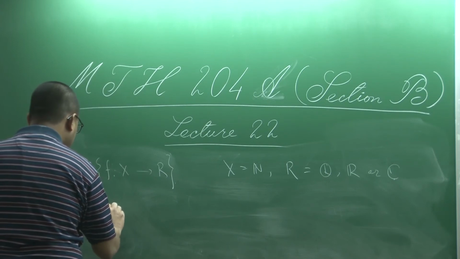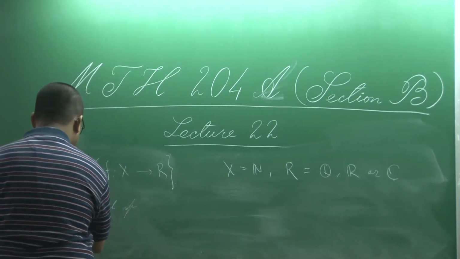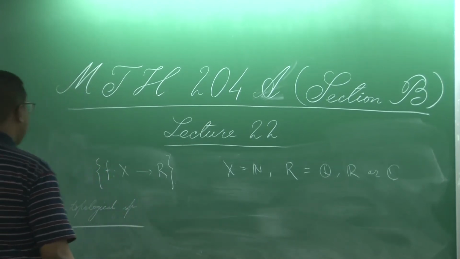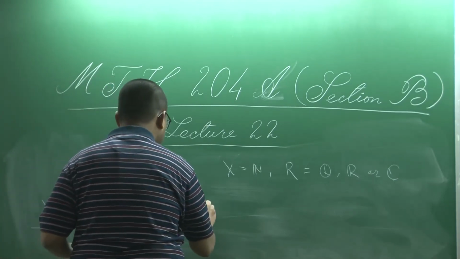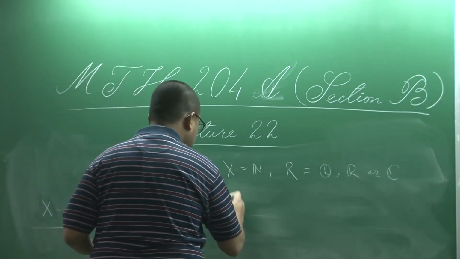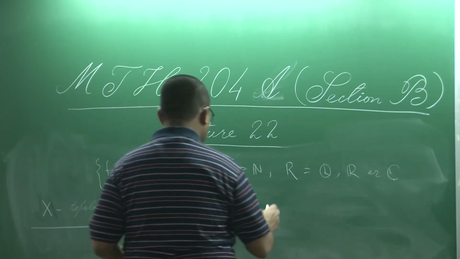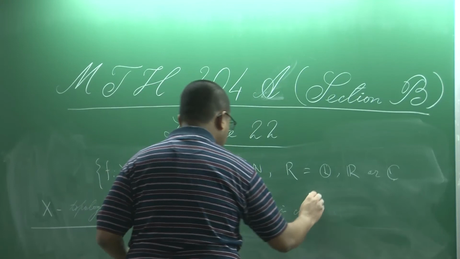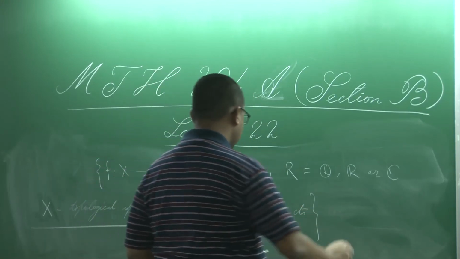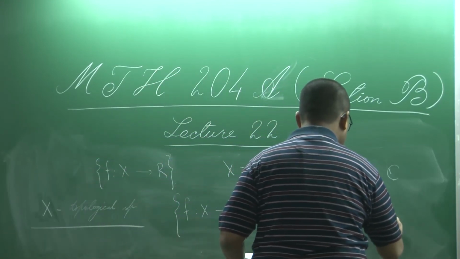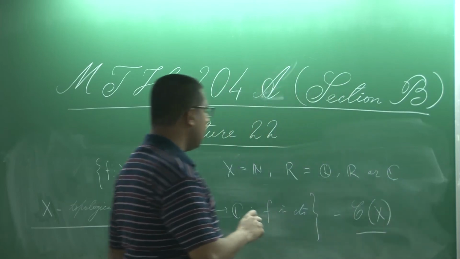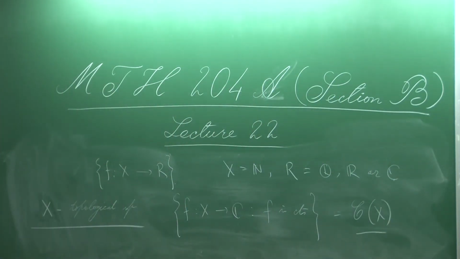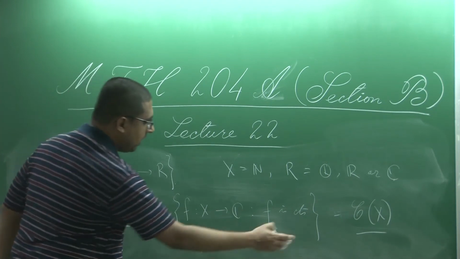If you are not familiar with topological space, you can simply consider X to be a metric space, and you can consider all functions from X to R or C, again that does not matter, let us take C, such that f is continuous. So, this is called the ring Cx, the ring of continuous functions of the topological space.